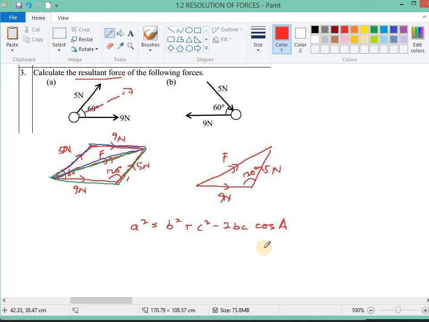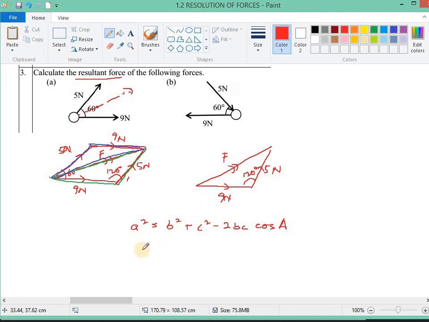So that means if this F is a, this 120 will be this angle A. This 9 and 5 will be b and c. This ABC is the length of the side, and this A is the angle. If this is angle A 120, that means this F is a. The other two sides are b and c, or c and b. It doesn't matter.